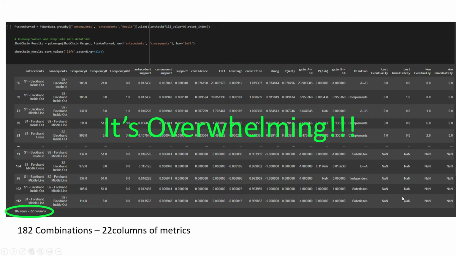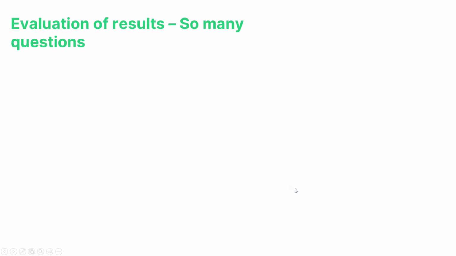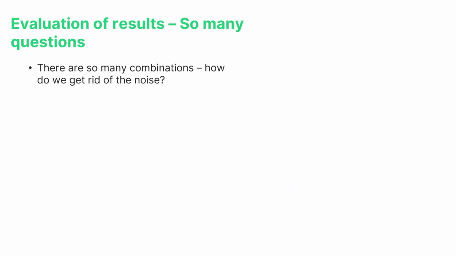So, getting to the results. Running my code through and doing the sequential market basket analysis, for each segment, each cluster, I'm getting around 182 combinations. So it's overwhelming to try and unpick it. And there are a number of questions front and center while I'm going through it. Firstly, how do I get rid of the noise? There's too much there to deal with. What's the best way to reduce the number of chains I'm looking at?